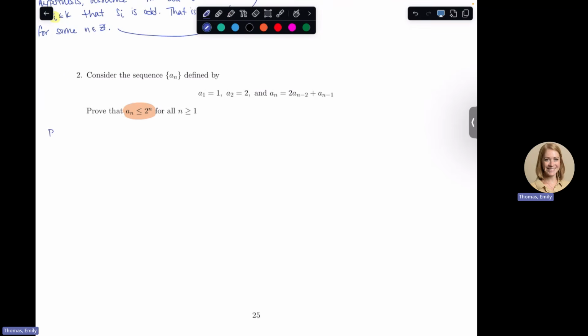All right, so I'm going to write my proof. Sorry, Janaya, no scratch work to be found anywhere. Let A sub n be a sequence defined by A sub 1 is 1, A sub 2 is 2, and A sub n is 2 times A sub n minus 2 plus A sub n minus 1.